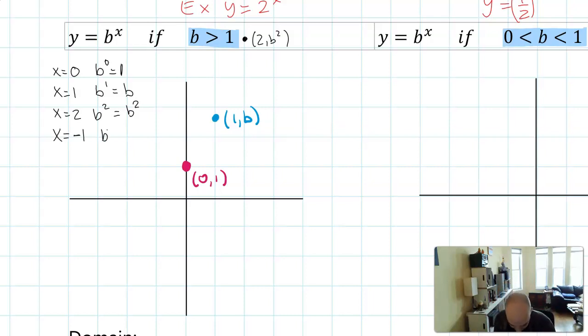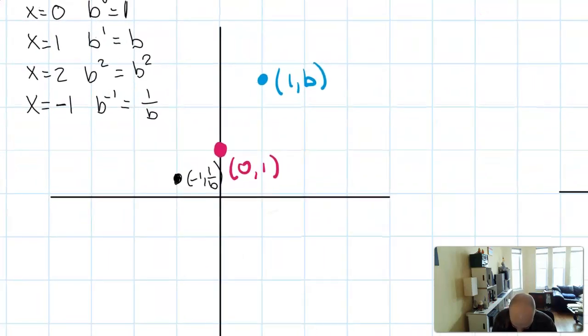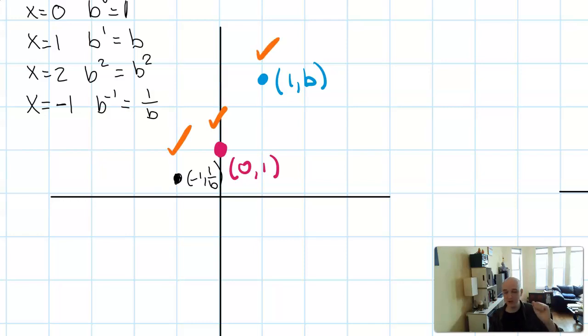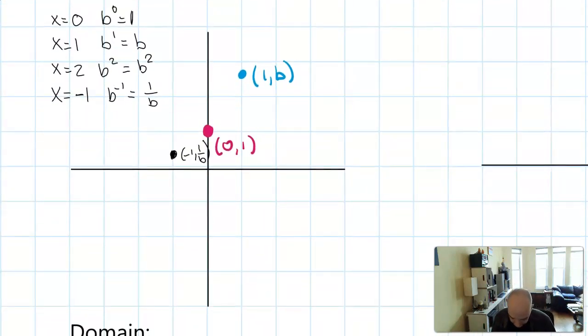So if x is negative 1, b to the negative 1 is the same, remembering fractional exponents, as 1 over b. So if b is between 2 and 3, this would be between 1/3 and 1/2, somewhere over here. So that's the third key point: (negative 1, 1 over b). These 3 points should be on every exponential graph you graph. Now, the exact locations of the blue and black points will depend on the base you choose, or the base you're given. But the (0, 1) point will always be the same.